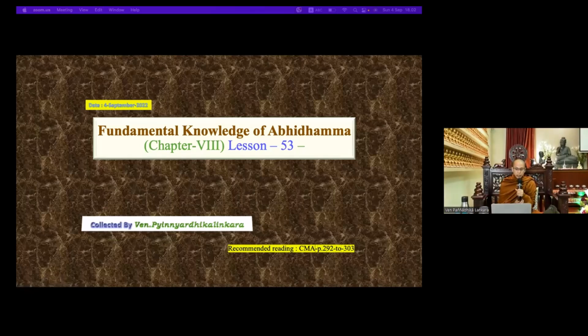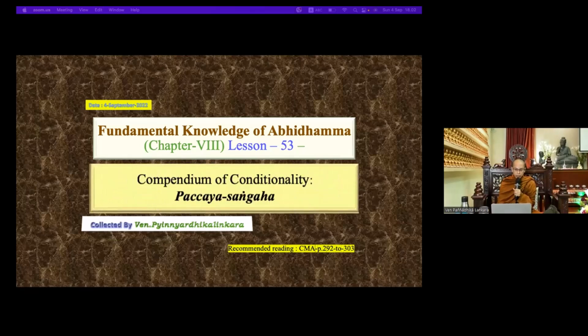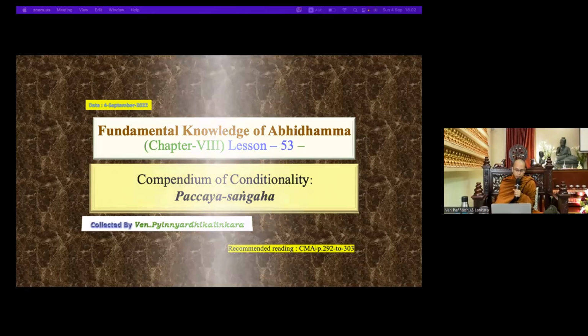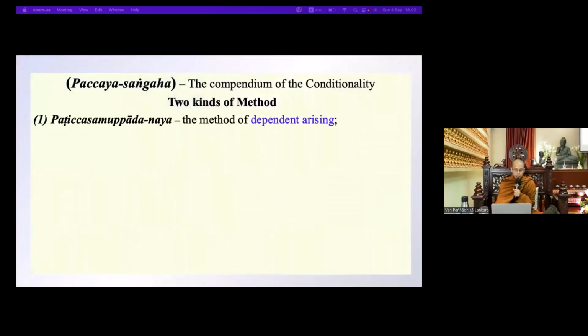So here, in this lesson, the Compendium of Conditionality. This is called the Paccaya Sangha. So this is the 8th chapter of Abhidhamma Sangha, and this will mention the conditional relationship between cause and effect in two ways, by two methods. So the first method is Paticca Samuppada Naya.